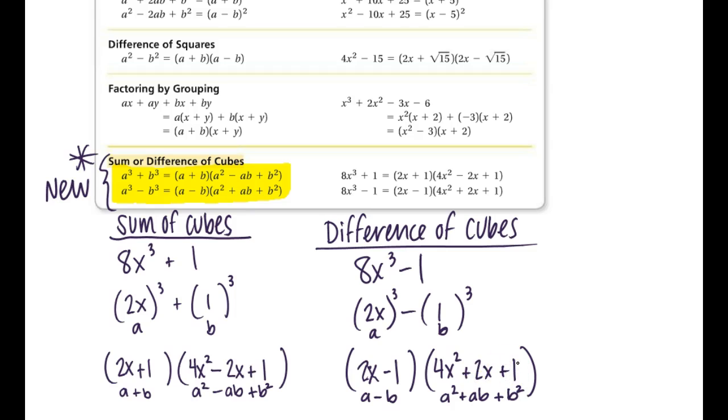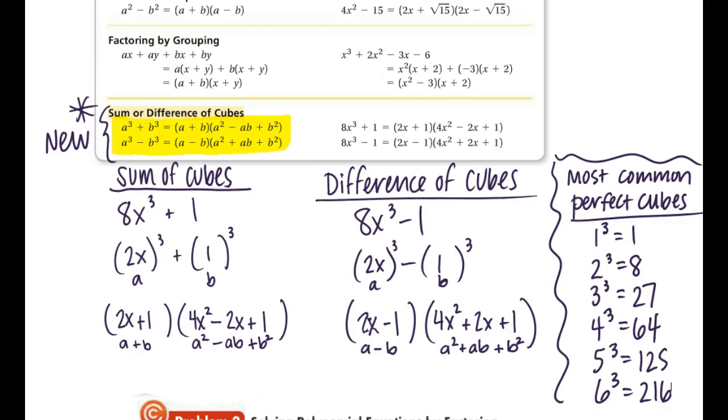So the only difference between the sum of the cubes and the difference of the cubes is where the negative sign is located. In the sum of the cubes, there's a plus sign in the middle because it's talking about the sum. And then in the second set of parentheses, there's a minus. And then for difference of cubes, it's the exact opposite. So there's a minus sign in the first set of parentheses and then a plus sign in the second set of parentheses. Before we do example 2, I just want to show you the most common perfect cubes that we will see, and I think it will be helpful for you to write down this list.